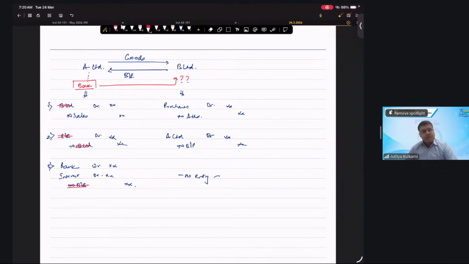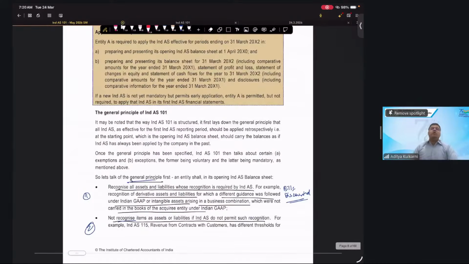Are we okay? Yes, sir. A Limited will recognize an asset also, because A Limited is still to receive the money from B Limited. Yes or no? So that asset also has to be recognized and a liability also has to be recognized. Are we okay with this? Yes, sir. So this is the example of recognizing assets and liabilities which were not required under the accounting standard regime.